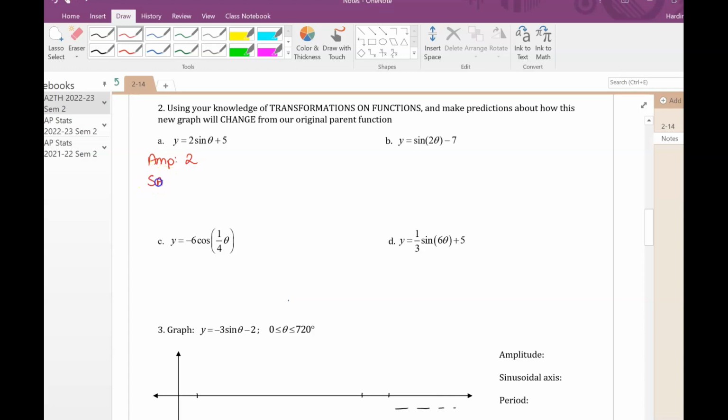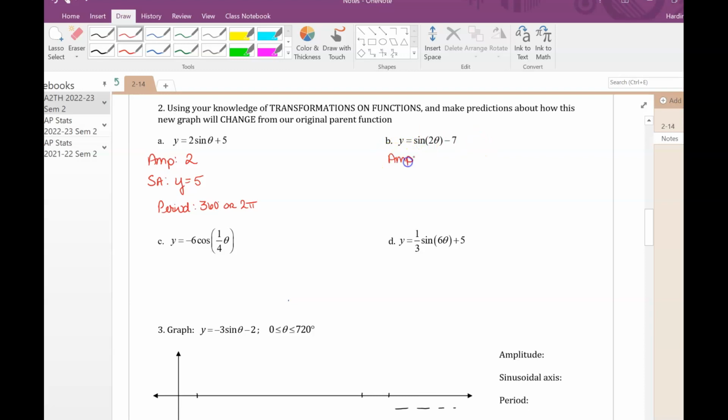The sinusoidal axis is impacted by a shift, so this is now at y equals 5. The period of the graph, oops, forgot the I, is still the same, 360 or 2 pi. And it will be clear when we're graphing in your homework which of those you're going to use, degrees or radians. All right, well, how about this one?